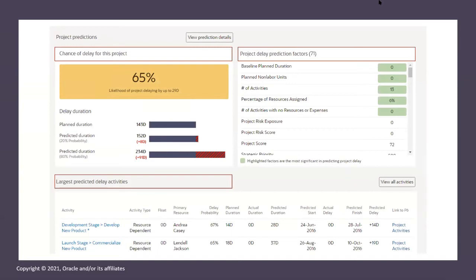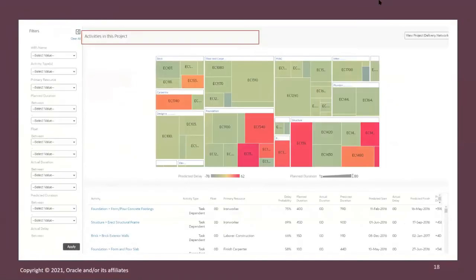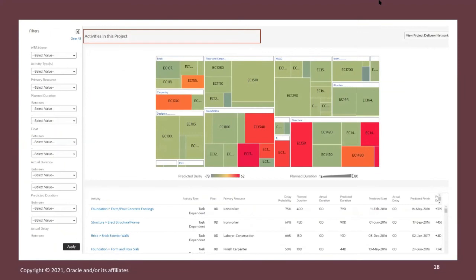And we want to highlight the activities that have the largest prediction for delay, because you get to see a tree map. Now, a tree map like this is quite powerful because it shows you where you might need to focus your attention on. It is saying that here are the activities that are delayed, and here are the activities that are predicted to be delayed.